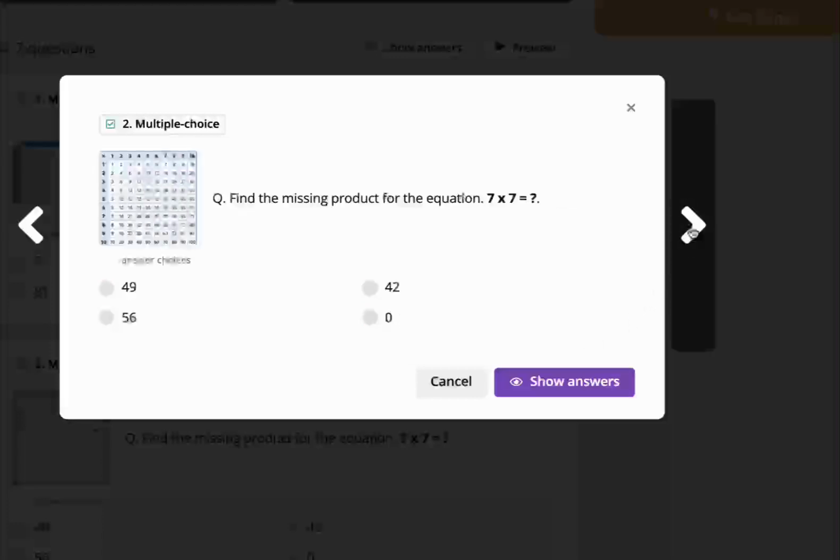Muhammad Fahad. Yes, teacher. Which row and which column? 49. Okay, but you didn't answer me. The row for 7 and the column for 7. Thank you, Muhammad.